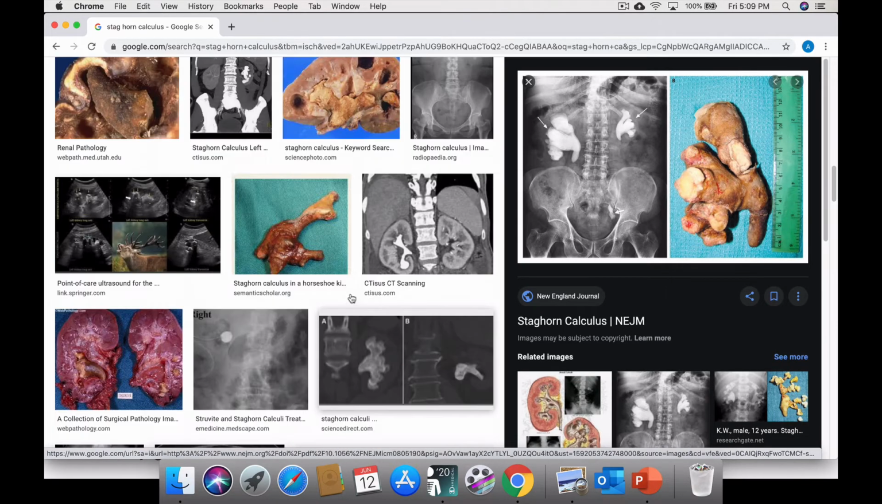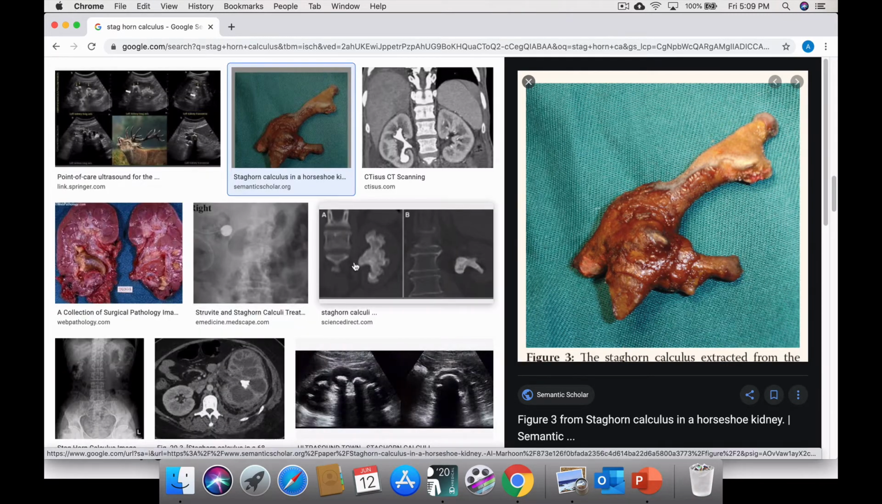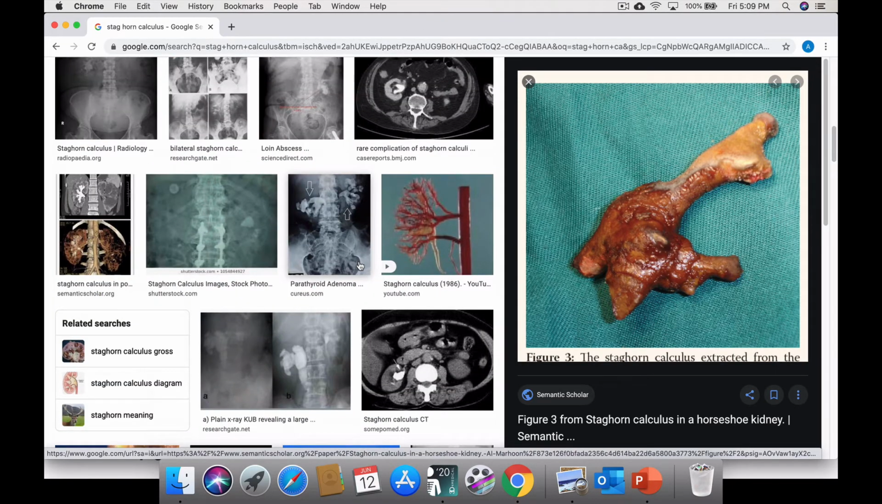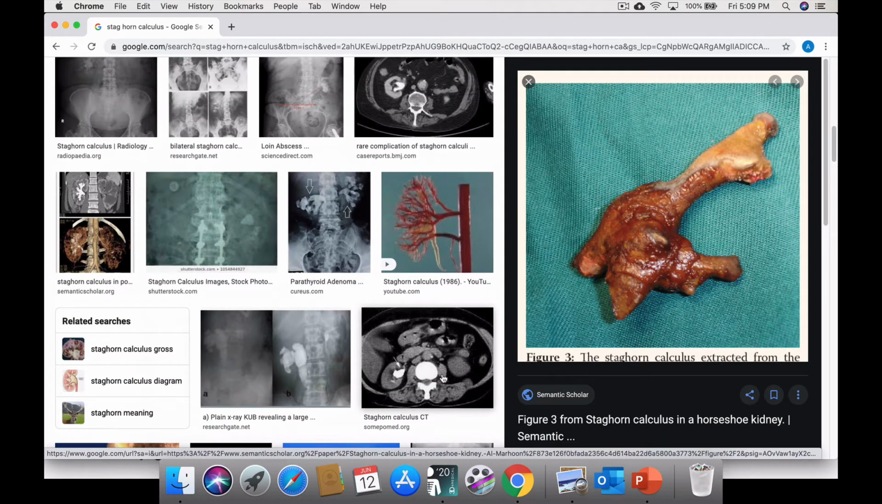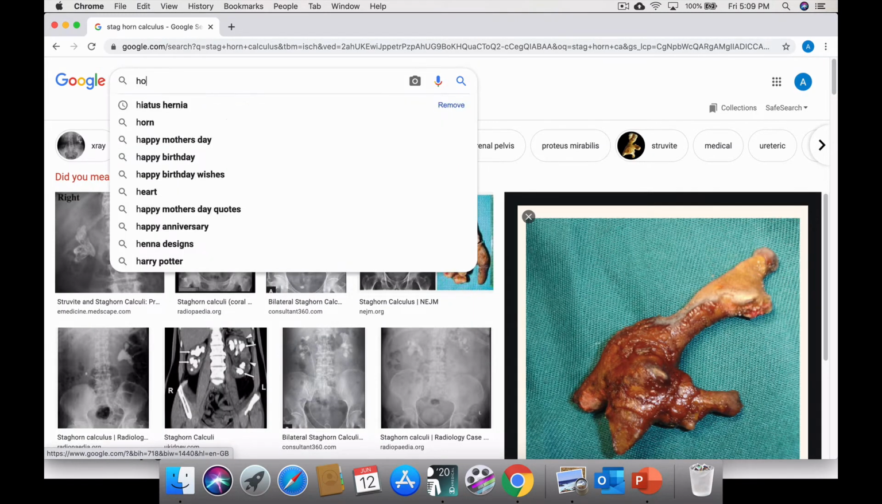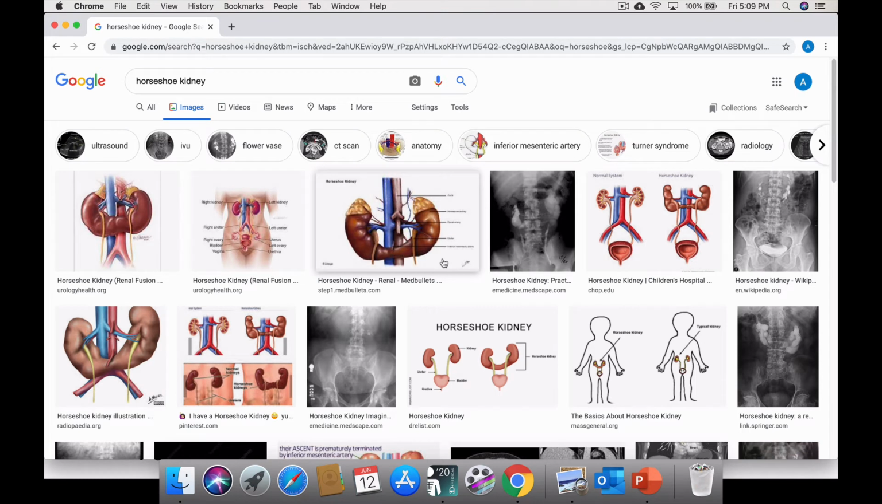Okay, so there is another one, staghorn calculus. See, this much big stone can develop in the kidney. Not all people will have two separate kidneys. And when we do ultrasound, I have seen a lot of cases with horseshoe kidney. Okay, that's a congenital abnormality, horseshoe kidney. Okay, out of 100, some 4 or 5 people I have seen.